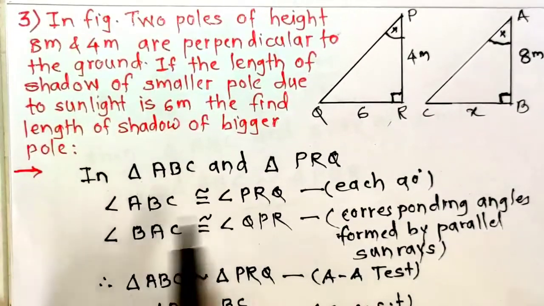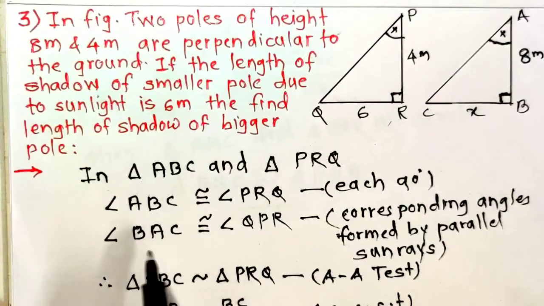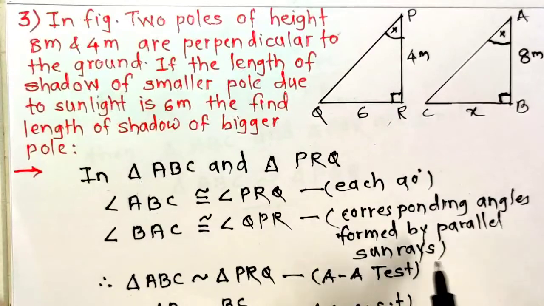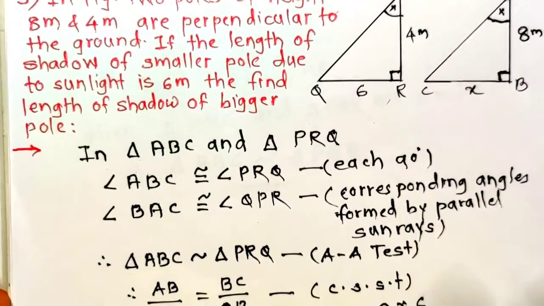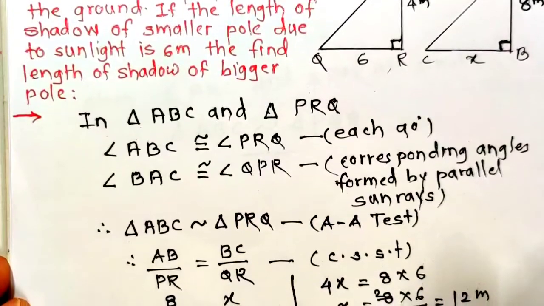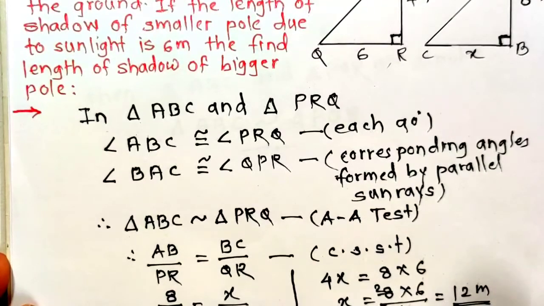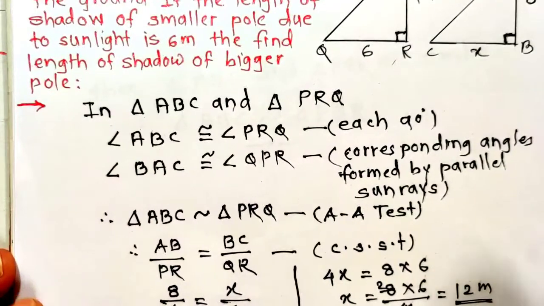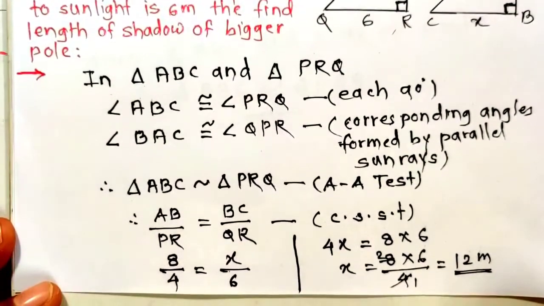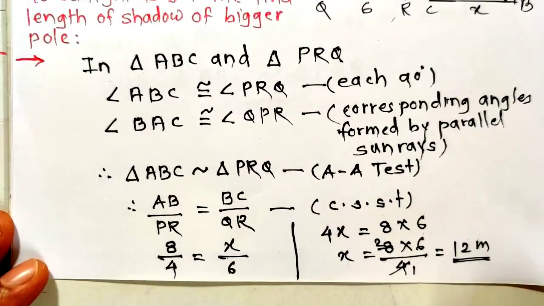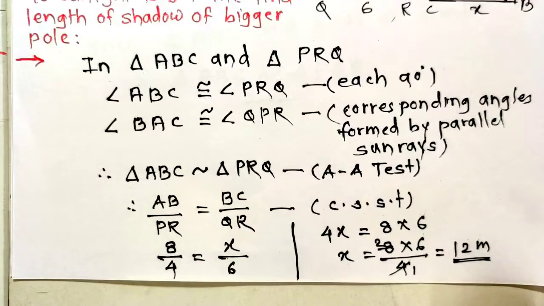So here angle ABC and angle PRQ are each 90 degree because perpendicular to the ground. Angle BAC and angle QPR are corresponding angles formed by the parallel sun rays, and therefore these two triangles become similar by AA test. And when two triangles are similar, their corresponding sides are in proportion, means their ratios are equal, and corresponding angles are congruent. So here we have to write only sides. AB by PR is equal to BC by QR. Substitute the values, we get x is equal to 12. So in this way, this third sum we can solve easily.